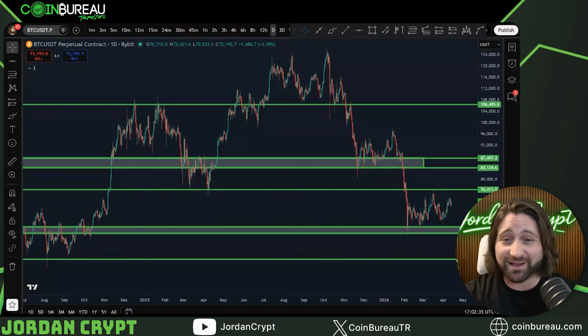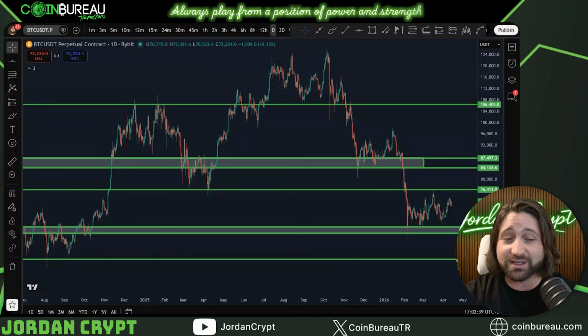To recap in a quick summary, support equals a buying zone, resistance equals a selling zone. Use zones instead of just lines, and wait for confirmations.